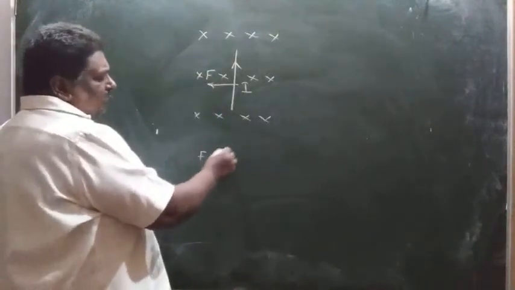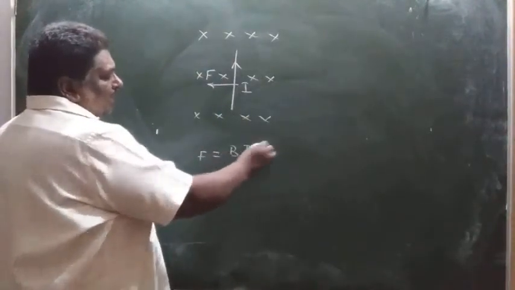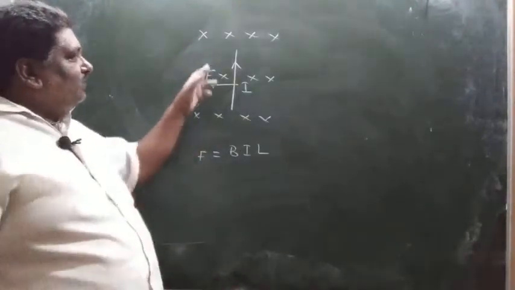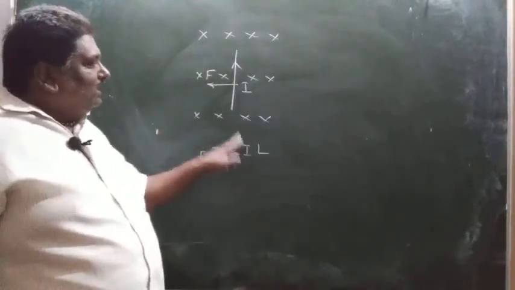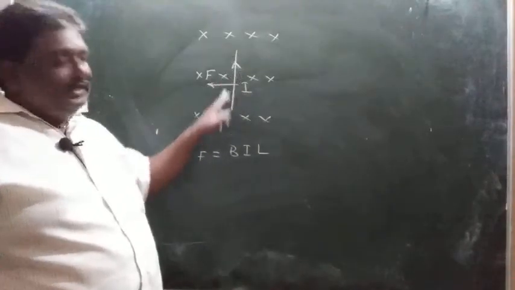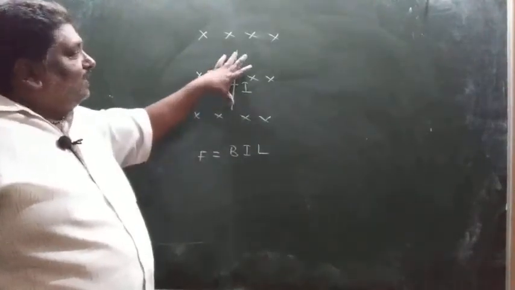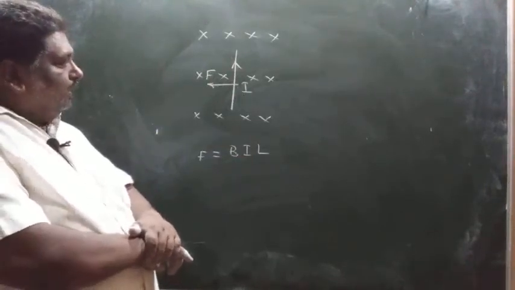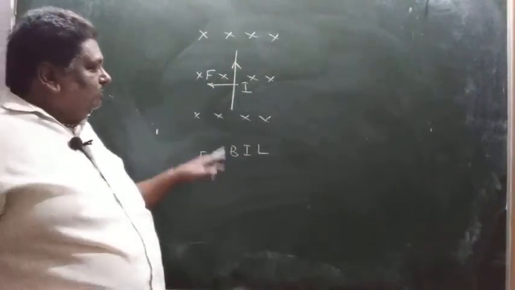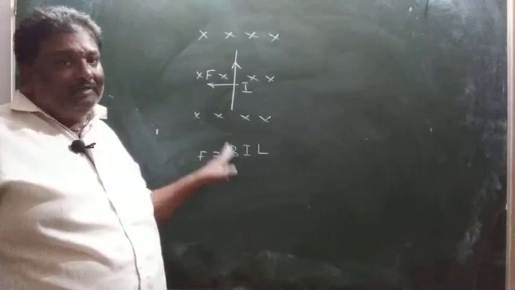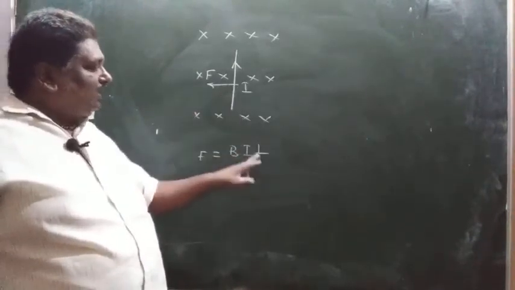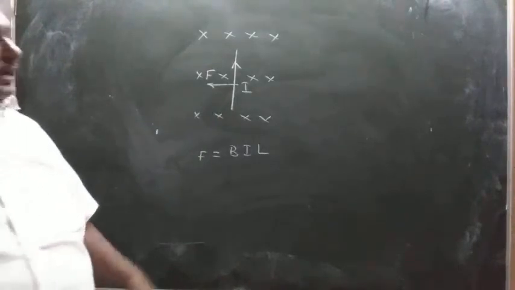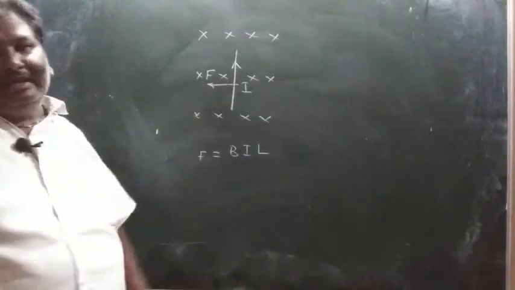This force is equal to BIL. B is the strength of the magnetic field. I is the quantity of current passing. L is the length of the conductor. Okay, so BIL. B is the strength of the magnetic field, I is the strength of the current, L is the length of the conductor. According to this formula, force is generated.